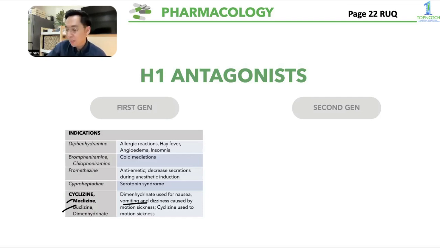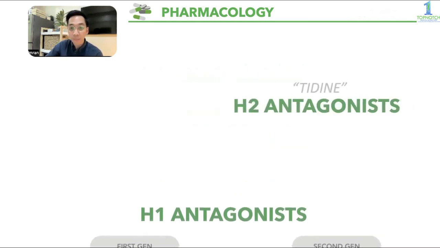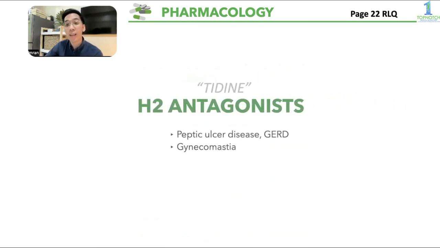Okay. Next, your second generation. Yung mga second generation natin dito, mga lesser sedating, they do not cross the blood-brain barrier kasi. Remember that your first generation kasi they also have anticholinergic effect. Kaya sila merong CNS effect, no? Pero yung second generation natin, they do not cross the BBB and they are lesser sedating. So now we're done with H1 antagonist. Punta tayo sa H2 antagonist.